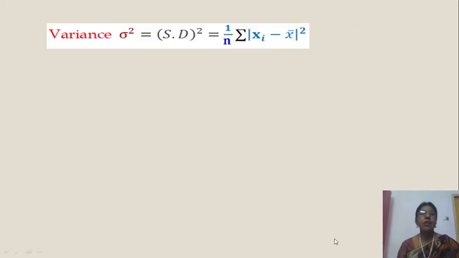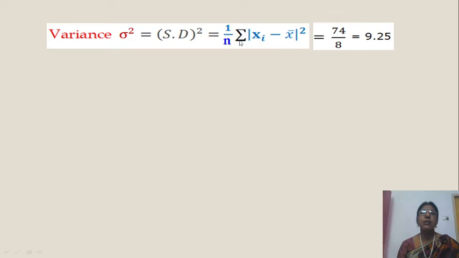Now what is the formula for SD? SD is 1 by n sigma mod xi minus x bar square. Square root తీసుకుంటే SD, square పెట్టుకున్నాం కాబట్టి remove root. SD is square root of this value, but here variance sigma square is SD square. So without square root you write this value 1 by n sigma xi minus x bar square.